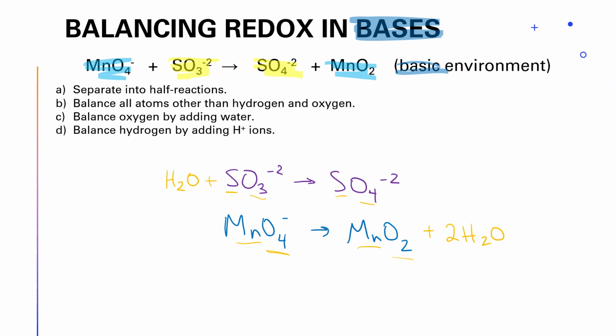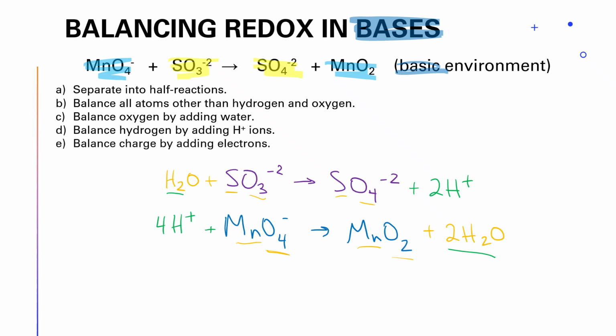Now I'm going to balance hydrogen by adding H+ ions. There are 2 hydrogens on the left, so we need 2 hydrogen ions on the right. There are 4 hydrogens on the left, so we need 4 hydrogen ions on the right.